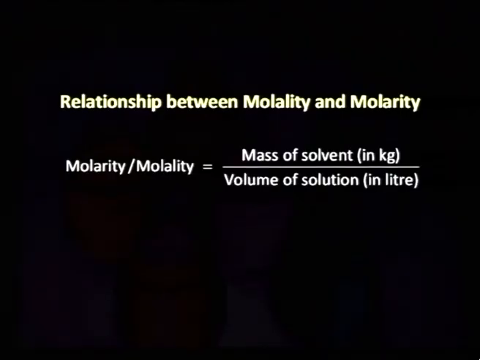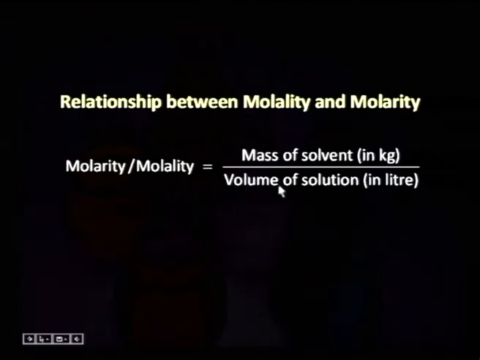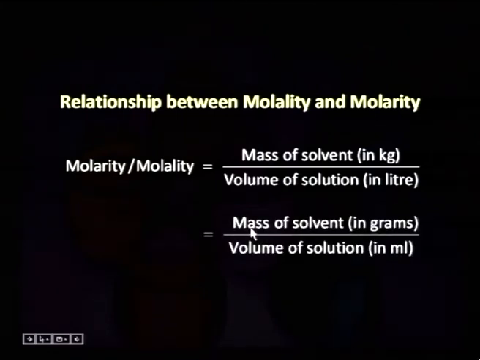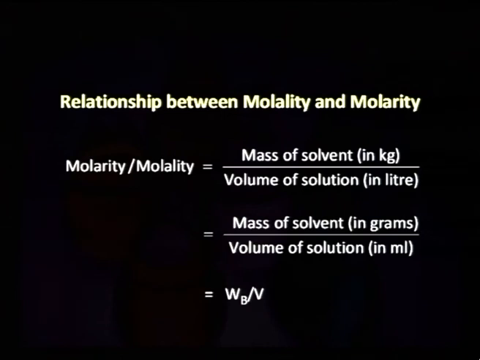Let us deduce a relationship between molarity and molality. Molarity upon molality will be equal to mass of solvent in kg upon volume of solution in liters. This will be equal to mass of solvent in grams upon volume of solution in milliliters, which will further be equal to Wb upon V. Here Wb is the mass of solvent and V is the volume of solution.